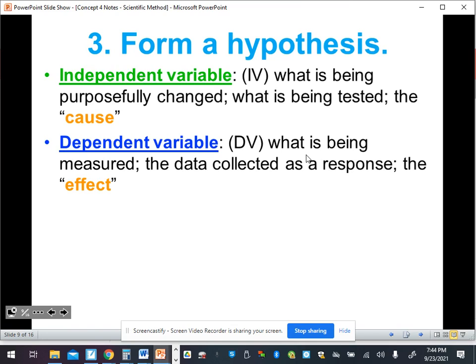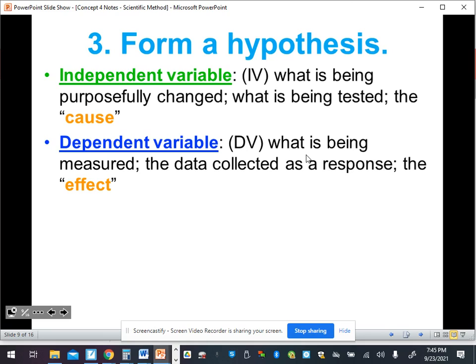All right. So what is being measured by the scientists? What data is being collected as the response? So sometimes this is called the response variable as well, a couple different names. The reason it's called dependent is because this variable depends entirely on what you changed for the independent variable. Okay. We'll talk about a couple different examples here.